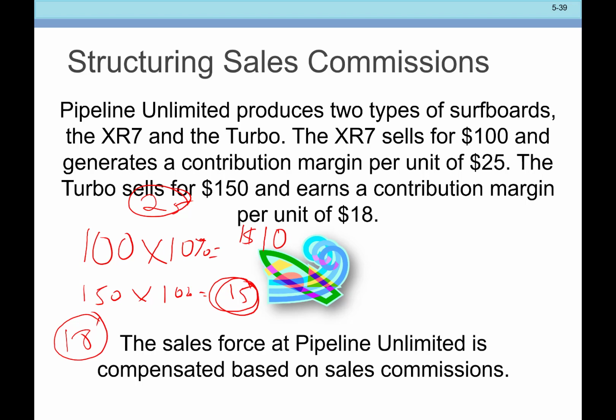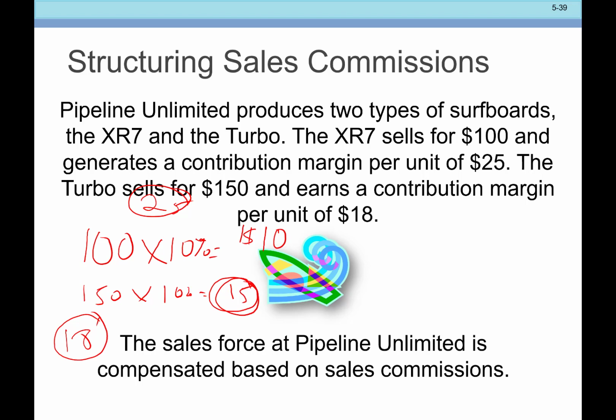So what happens? Pipeline Unlimited produces two types of surfboards, the XR7 and the Turbo. The XR7 sells for $100 and generates a contribution margin of $25. The Turbo sells for $150 and earns a contribution margin of $18. Now, if you're the salesperson, you want to sell the Turbo, because you can get a $15 commission. If the commission is 10%, you get $15 versus $10 for the cheaper board. Meanwhile, the cheaper board has a higher contribution margin, right?